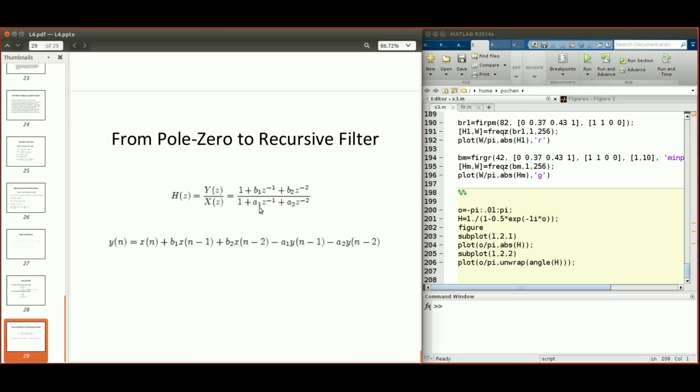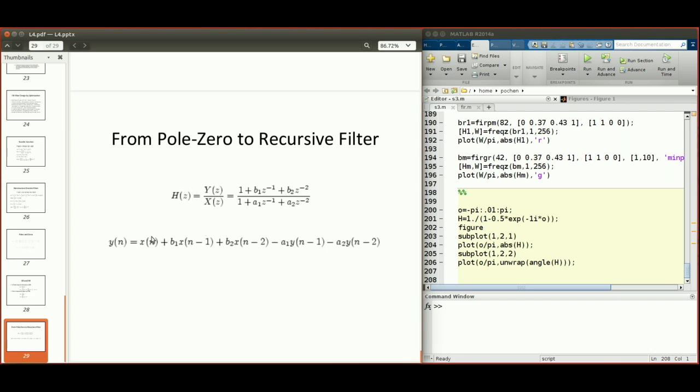Because big Y needs to multiply with 1 plus a1 z to the minus 1 times big Y, right? And then if you convert that into the time domain, it becomes a1 times small y at n subtract 1, right? And then big Y times a2 z to the minus 2 converts to the time domain, becomes what? Becomes a2 small y at n subtract 2, right?